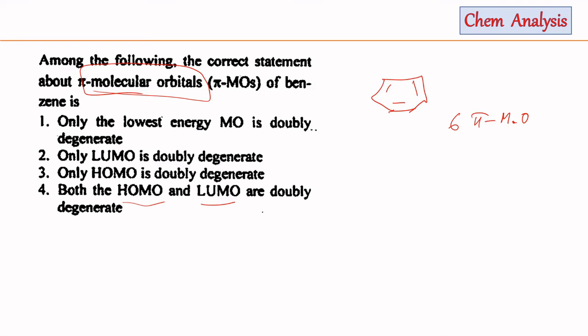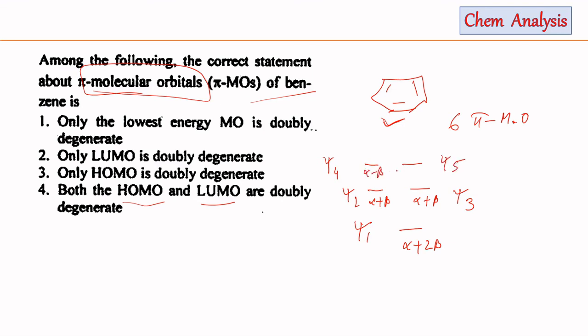And to find the molecular orbitals of benzene, you can watch my previous video on Huckel molecular orbital theory. I have discussed how to calculate the different molecular orbitals for a cyclic as well as acyclic conjugated system. For benzene, if you calculate the pi molecular orbitals, you will see that the energy for psi 1 will be alpha plus 2 beta, and psi 2 and psi 3 will be degenerate, with energy alpha plus beta and alpha plus beta. Next, the next two pi orbitals will also be degenerate, with energy alpha minus beta and alpha minus beta, and the last orbital, psi 6, will have energy alpha minus 2 beta.